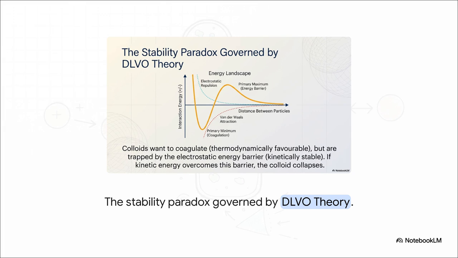You have an attractive force pulling particles together, van der Waals attraction, and you have a repulsive force pushing them apart, electrostatic repulsion. Look at the solid line. That's the net interaction energy. Here is the massive paradox.